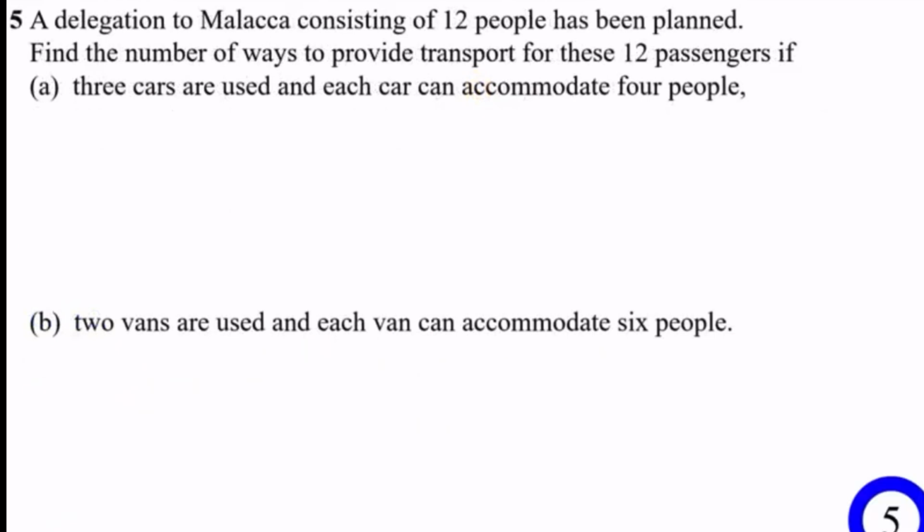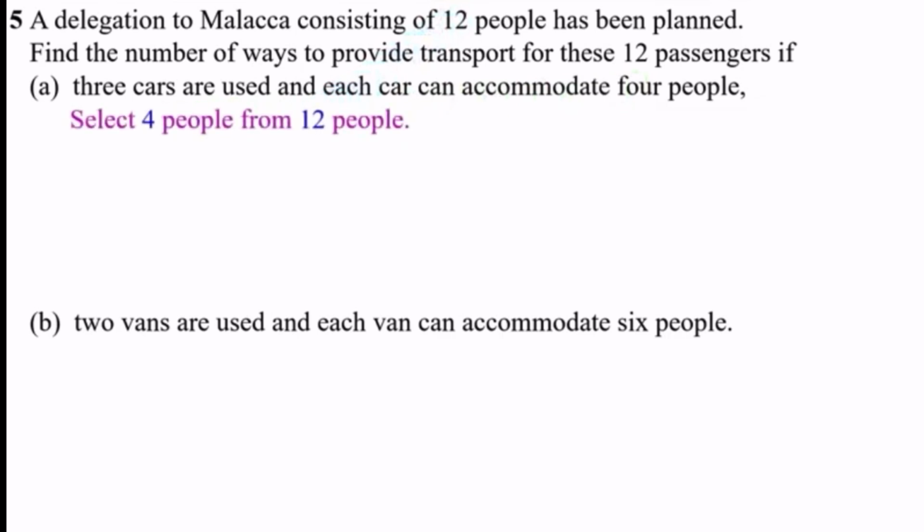A delegation to Malacca consisting of 12 people has been planned. Find the number of ways to provide transport for these 12 passengers if A, 3 cars are used, and each car can accommodate 4 people. So we are going to send 12 people to Malacca, and each car can accommodate 4 people.